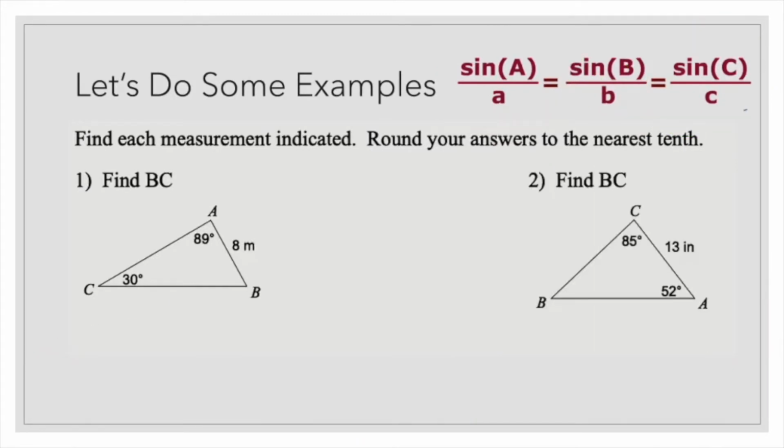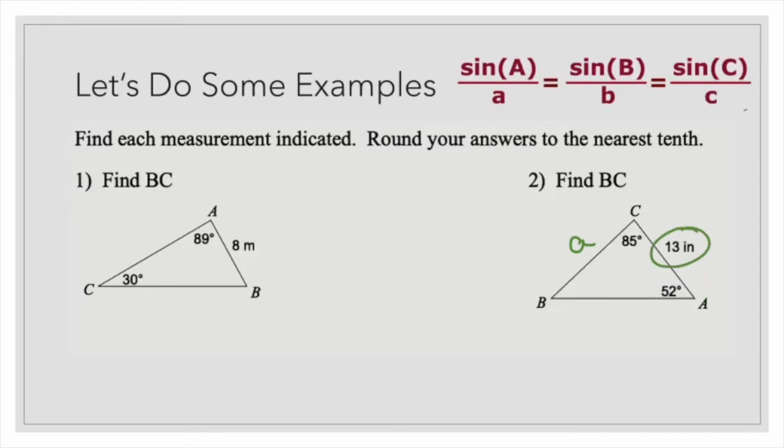Let's do number 2. I want you to notice that on number 2, I have an angle, another angle, and I have an included side. So I can use the law of sines. I am looking for BC, and that's little lowercase a, and I have A.